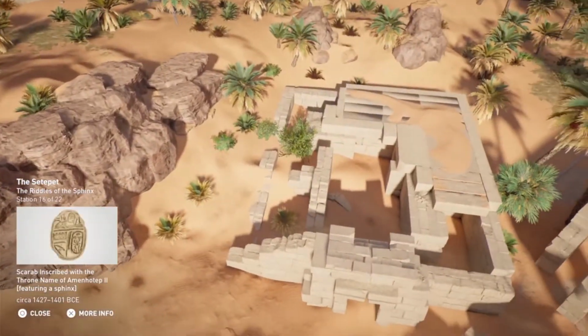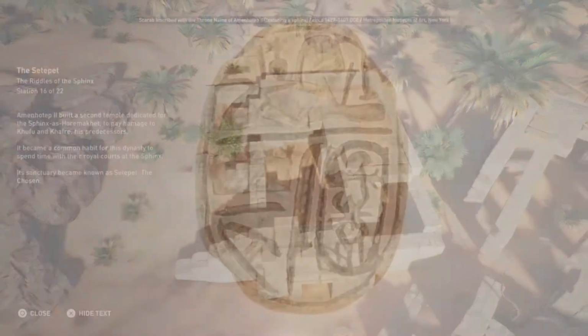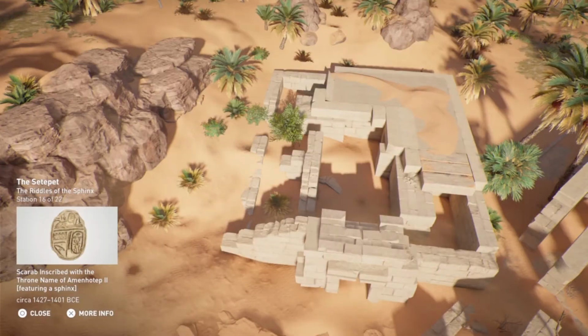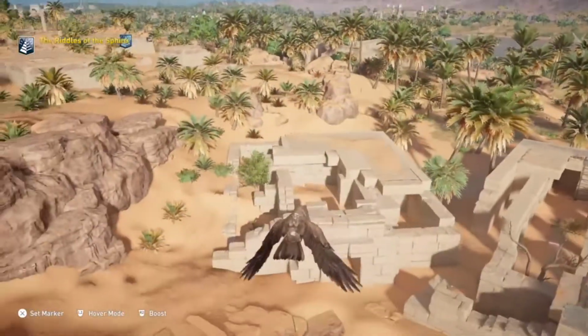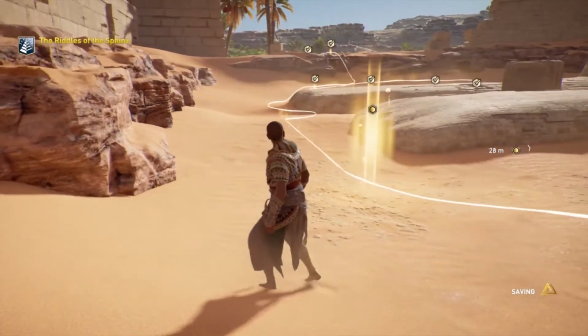Amenhotep II built a second temple dedicated for the Sphinx as Horamakhet to pay homage to Khufu and Khafre, his predecessors. It became a common habit for this dynasty to spend time with their royal courts at the Sphinx. Its sanctuary became known as Setepet, the Chosen.